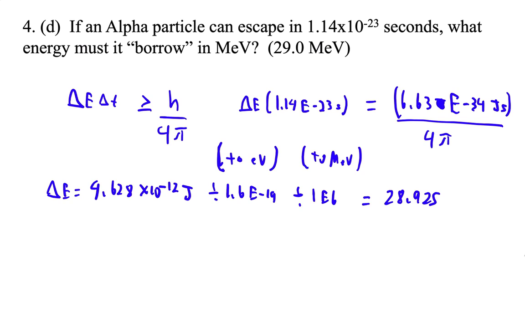Yeah, that's right. I don't know why it says 29. I get 28.925 MeV. Okay, so really what we're talking about here is that's the energy it needs to tunnel.